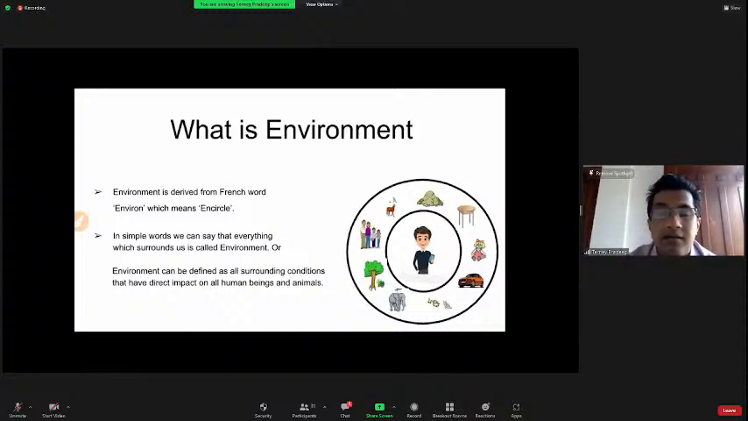It means the air, the temperature, even the weather pattern here. Everything is encompassed in that environment. At the same time, it is the physical environment.